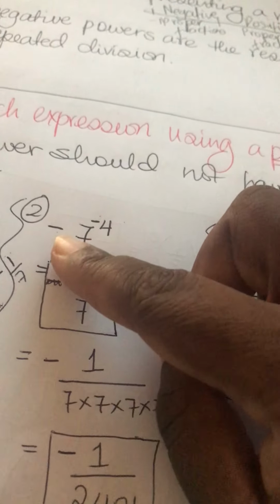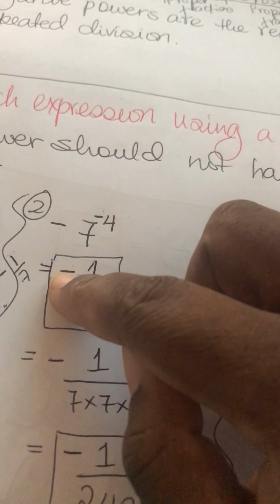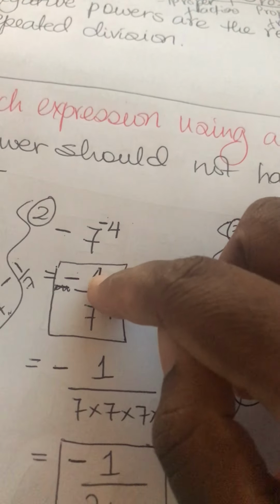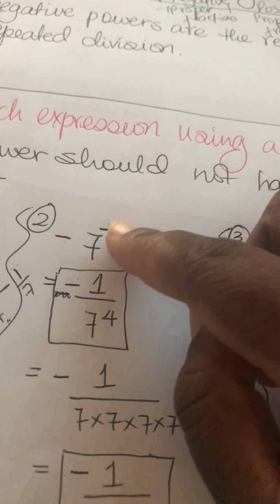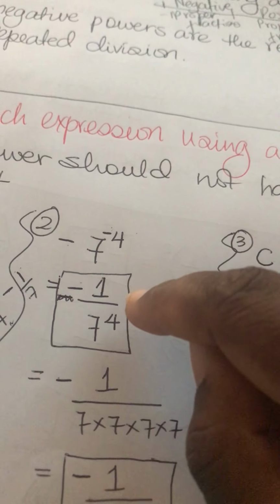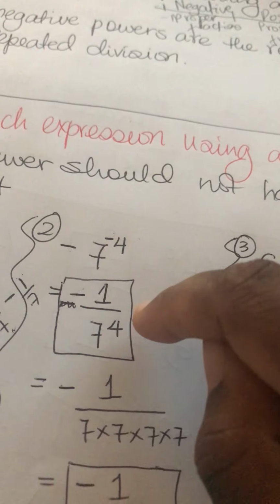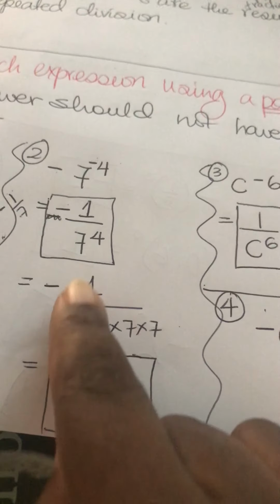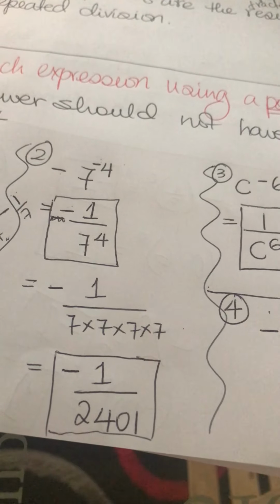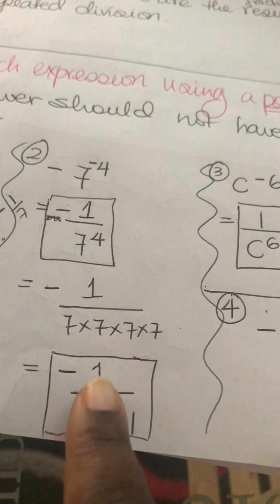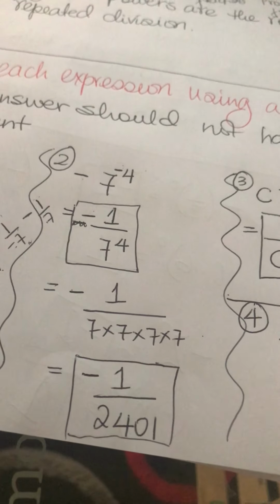Now here you have a negative base. If you have a negative base, just write the negative in the numerator, and then you write 1. Then you take your power and put it at the bottom and remove the negative sign. So that means it's -1 out of 7 to the 4th power. What does that mean? I'm going to repeat 7 in the denominator 4 times, and when I do that, I will get -1 out of 2,401.